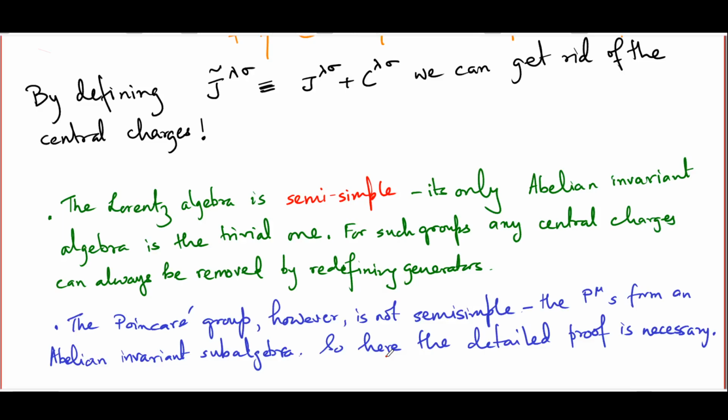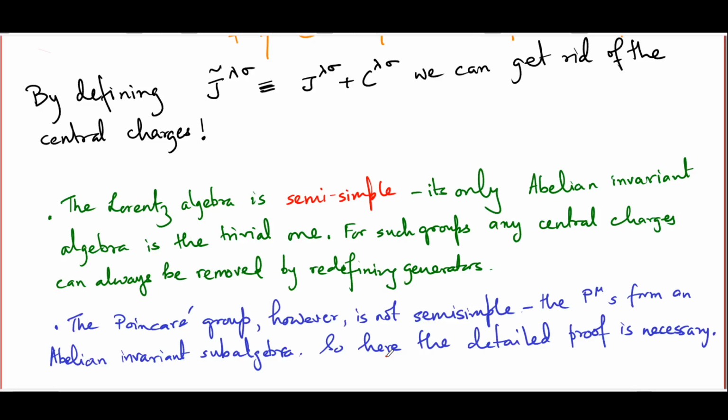It does have an abelian invariant subalgebra. Once again, what I've written here is wrong. It should be the Poincare algebra is not semi-simple. It's true that the corresponding group is also not semi-simple, but that's not relevant here. The p-mu's form an abelian invariant subalgebra. Abelian just means the p's commute among themselves, and invariant simply means that if you take the commutators of p's with every one of the generators of the system, here of course that can only mean p's and j's, you're only going to get a combination of p's, which we have already seen to be true.